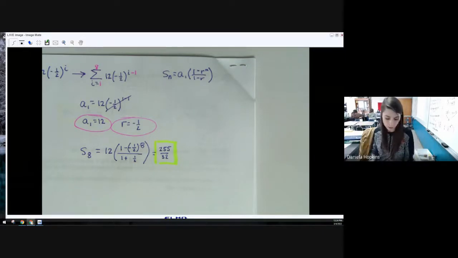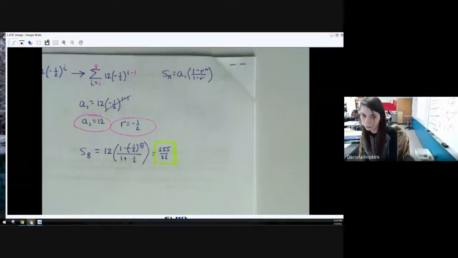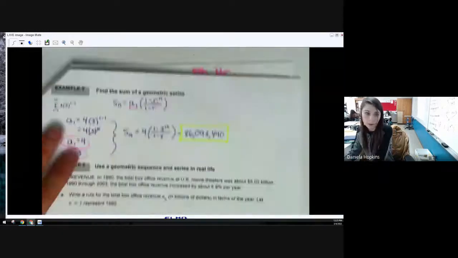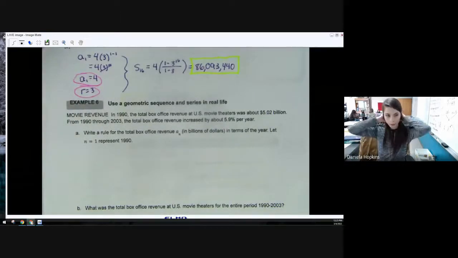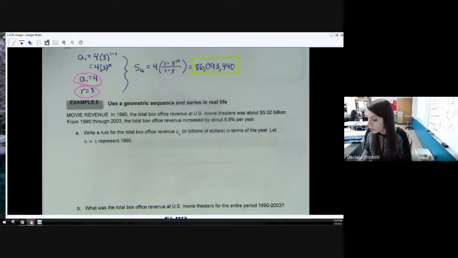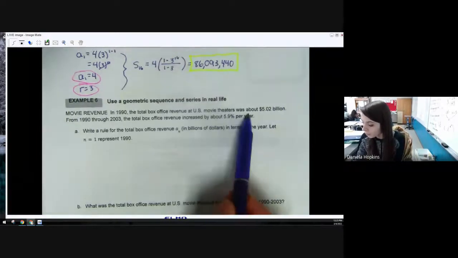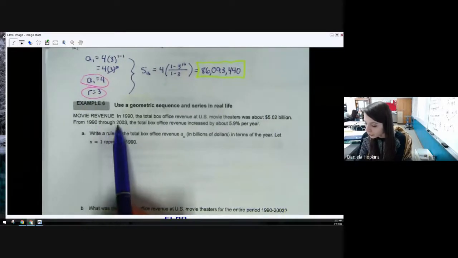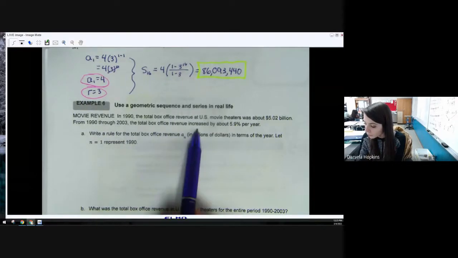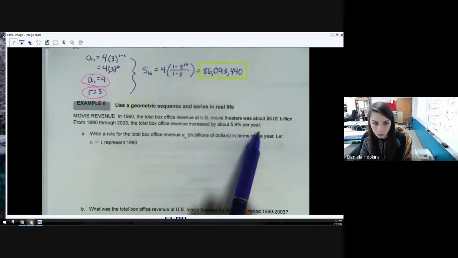So flip back to example 6. This is asking us to use a geometric sequence and series in real life, and I'm curious if you'll recognize a function that pops out of here. So this is about movie revenue. In 1990, the total box office revenue at US movie theaters was about $5.02 billion. From 1990 through 2003, the total box office revenue increased by about 5.9% per year.